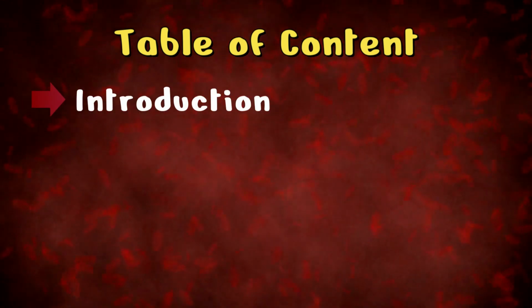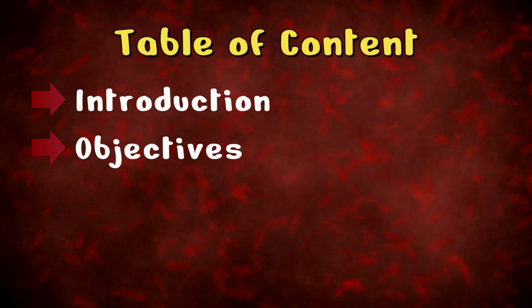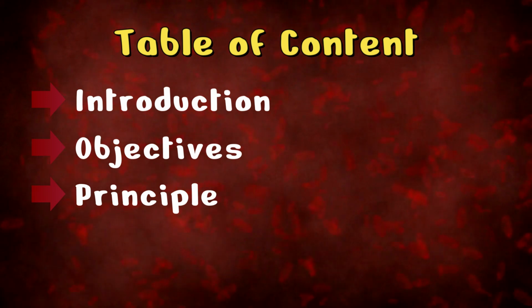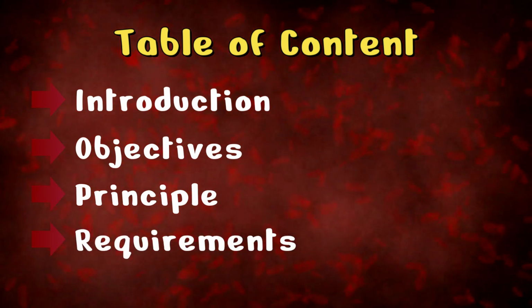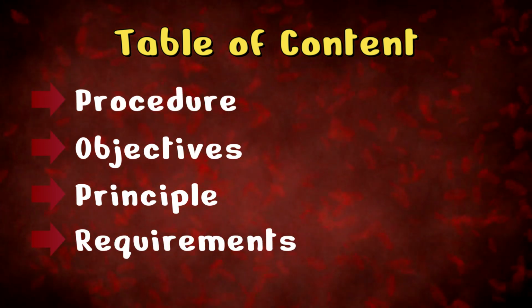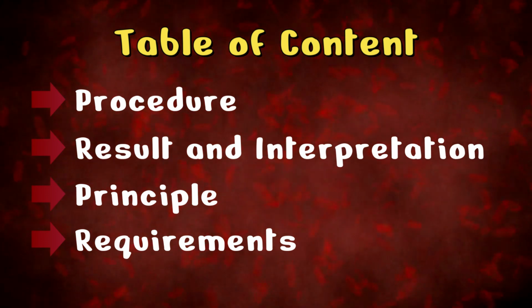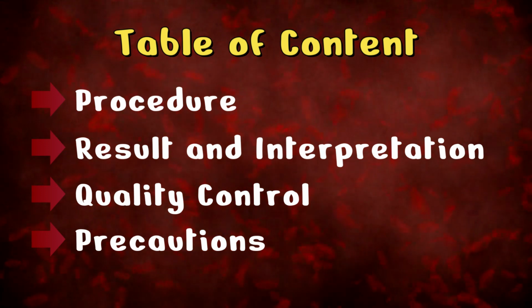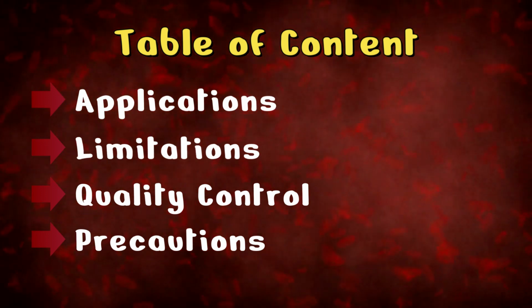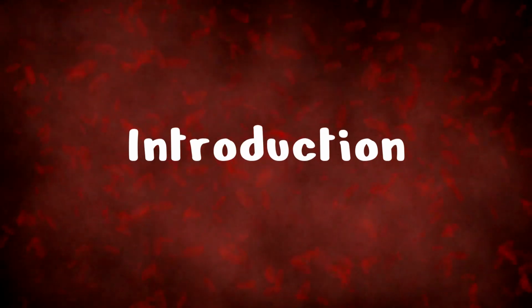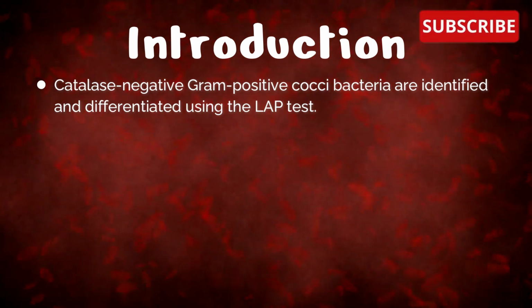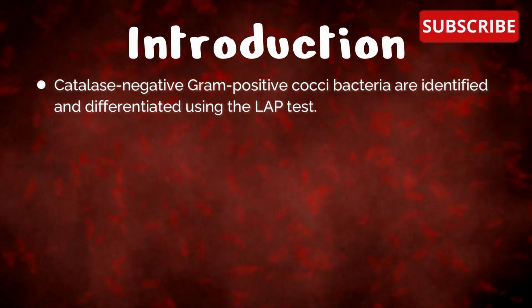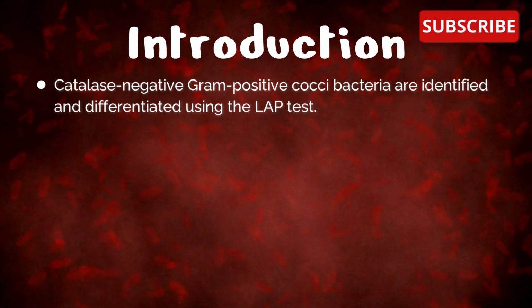A brief introduction about the lab test, its objectives, principle, requirements, procedure, result and interpretation, quality control, precautions, applications, and lastly limitations. Let's start with a brief introduction of the lab test. Catalase negative gram-positive cocci bacteria are identified and differentiated using the lab test.